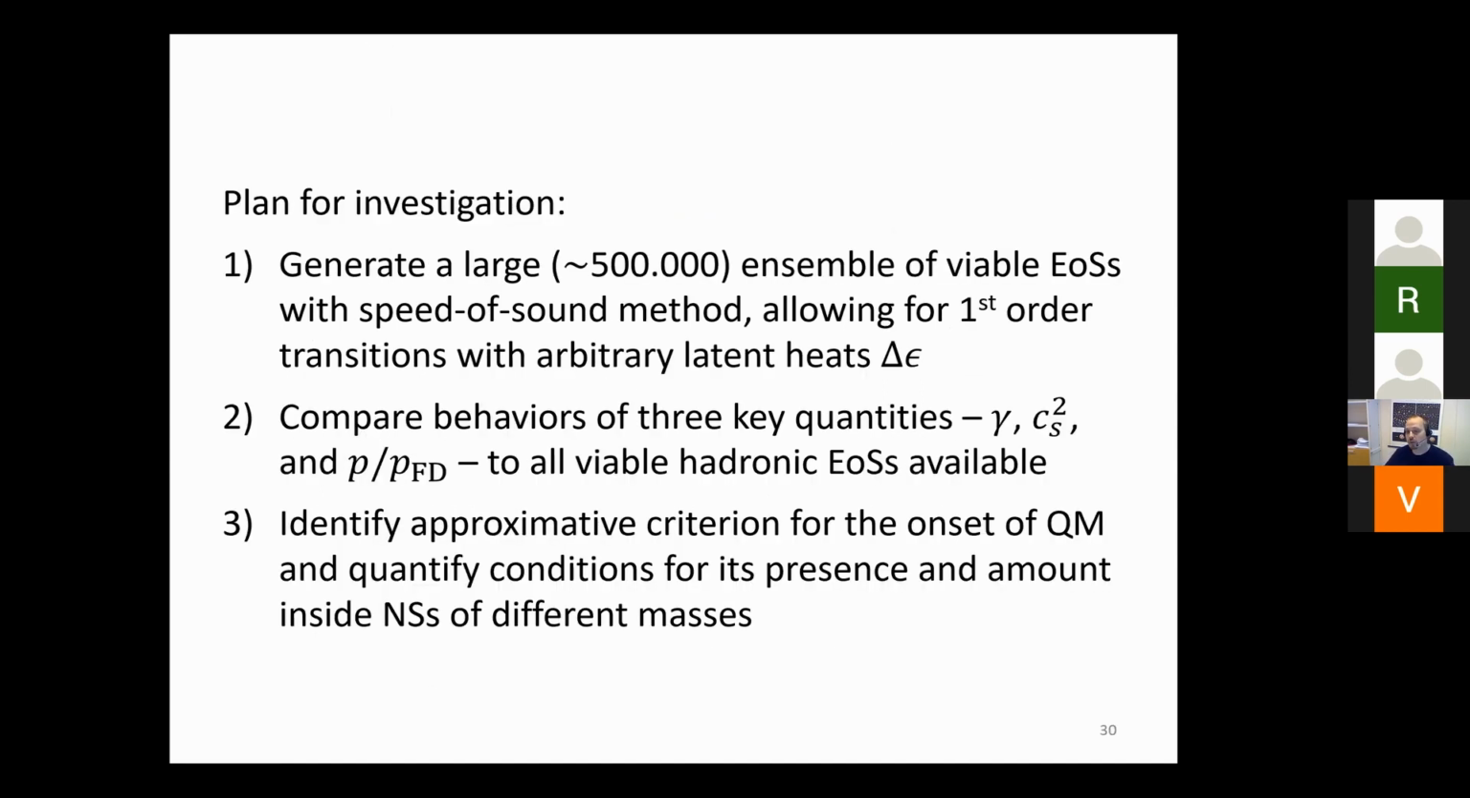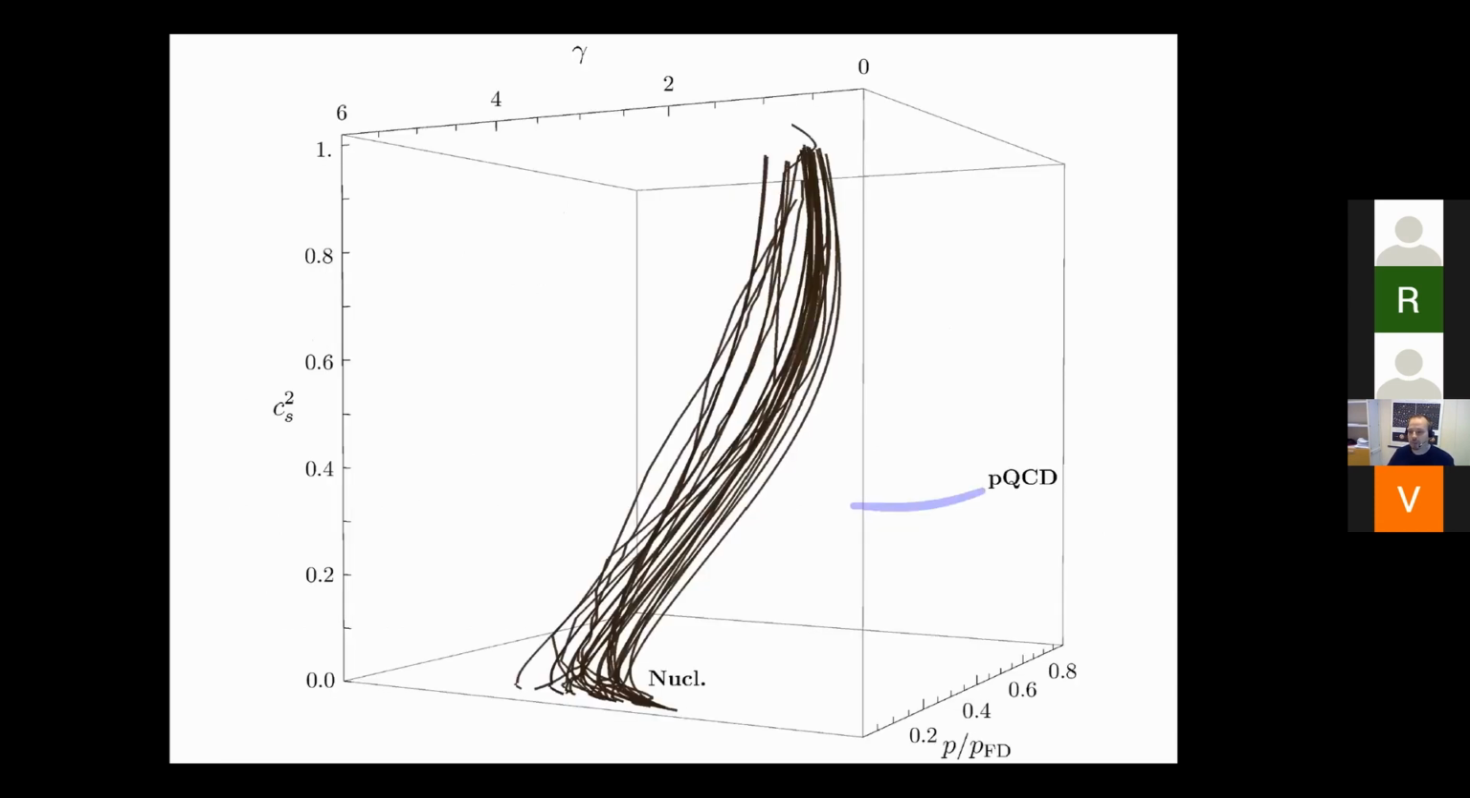To investigate this question, we generated a large ensemble of viable EOSs with this technique, allowing for arbitrarily large first-order transitions, and then we compared the behavior of 3 physical quantities: the polytropic index, the speed of sound, and the pressure divided by the pressure of a free system of quarks, to differentiate between the behavior of our interpolated equations of state and the hadronic equations of state that we obtain from the literature, and that are viable in the sense that they are in agreement with all the astrophysical observations.